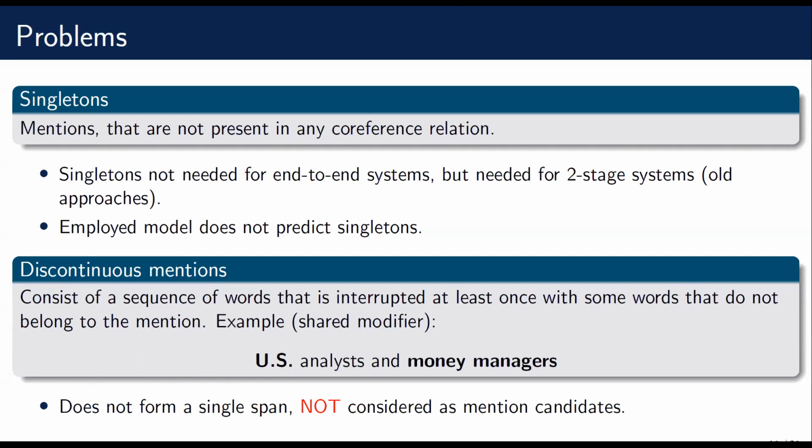And the model, as I explained, iterates only over consecutive sequences of words. If there is a split antecedent or a discontinuous mention, which is a mention that is split by some words that do not belong to the mention, then the model is not able to predict it. So these are the main reasons why the performance goes down.